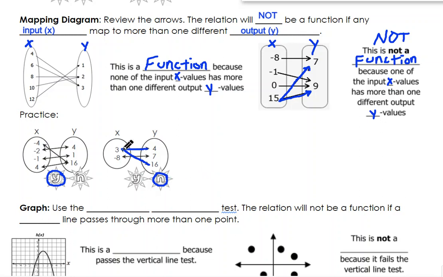So with mapping, you're looking to see where it maps to, where it goes to. 3 can't be at 2 places at the same time. It can't be at 4's house and 16's house at the same time. It's not possible. So we want all of our x's to only have one match.